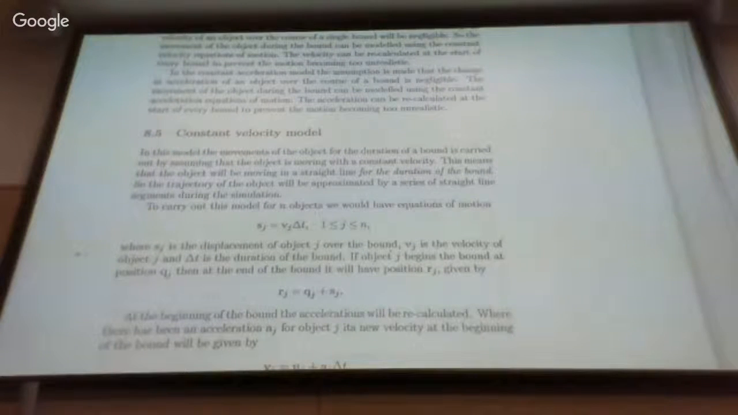The acceleration might be updated at the end of the bound. So you might have a new value of acceleration for the following frame, because of what's going on in the environment or because of user interaction, changing the thrust applied to one of the rocket engines or whatever. So the acceleration might change and have a new value for the next bound. But for the simulation over the course of the bound, between frames, in the constant acceleration model, the acceleration is assumed to be constant, but the velocity is assumed to be changing.